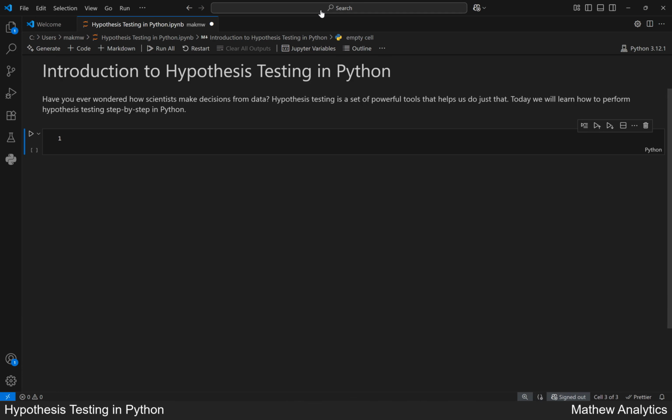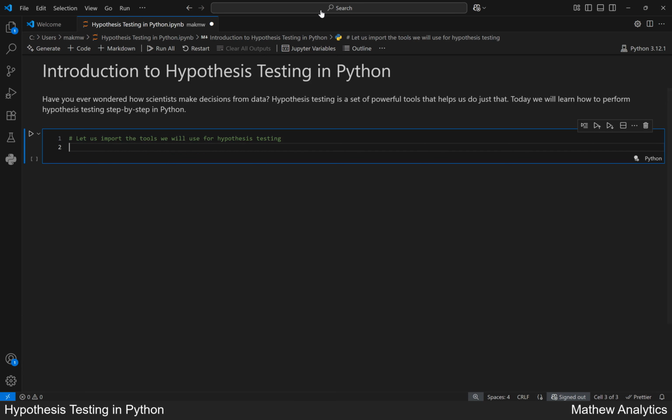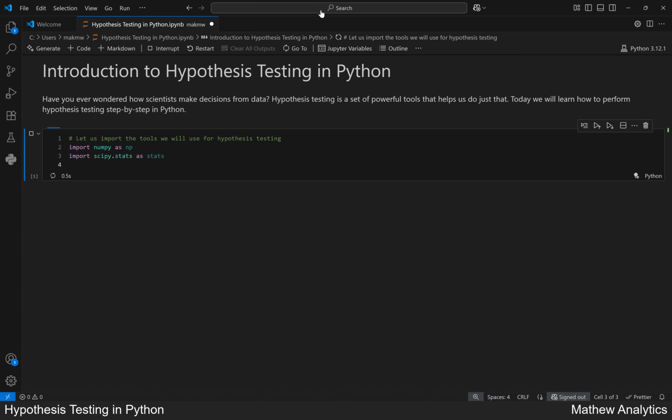First, we need to import some tools to help us with data and statistics. We import the NumPy library to help us handle numerical data. We also import scipy.stats, which includes functions for hypothesis testing. Running the cell now. Try saying out loud, what do NumPy and scipy provide for us in Python?